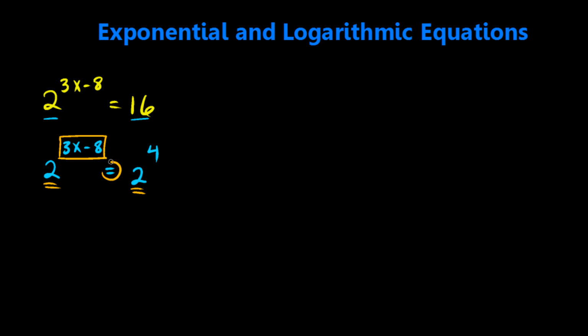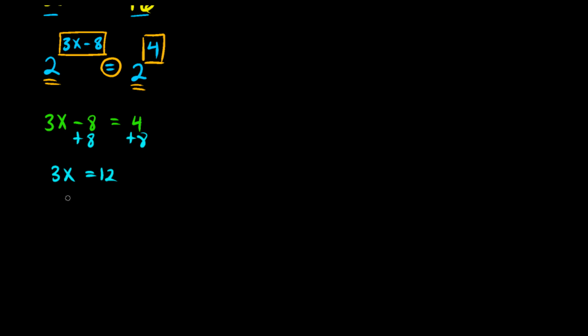And because we have an equal sign here, and because we've established the same bases on both sides, we're able to rewrite this equation as the exponent on the left side equaling the exponent on the right side. And then it becomes pretty simple to solve at this point. We would add 8 on both sides. 3x equals 12. So x equals 4. That would be the solution to the problem.